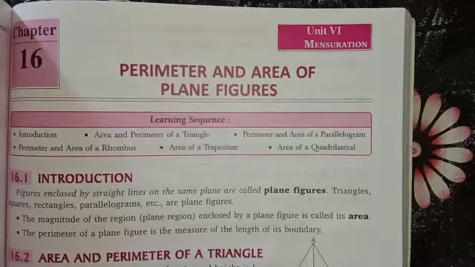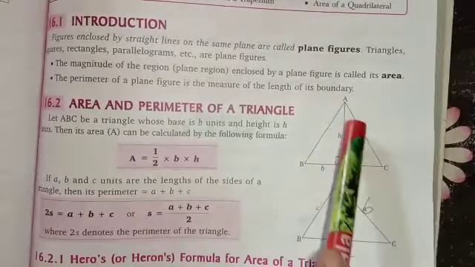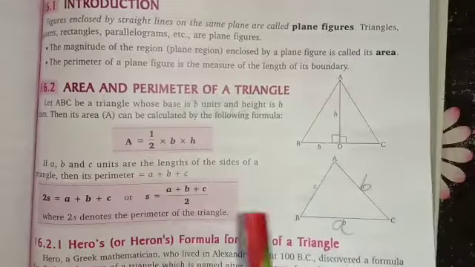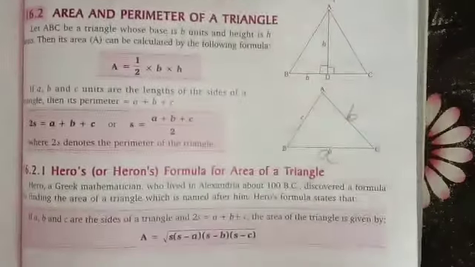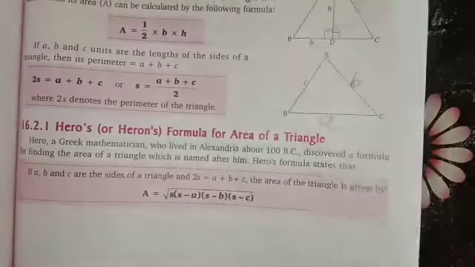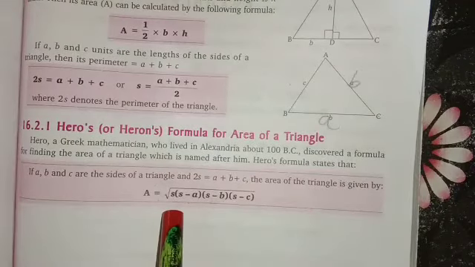Area of a triangle: the formula is half base into height. If base and height are given, you have to apply half base into height. By Heron's formula, the area of a triangle is root over S into (S minus A), (S minus B), (S minus C), where S is the semi-perimeter.